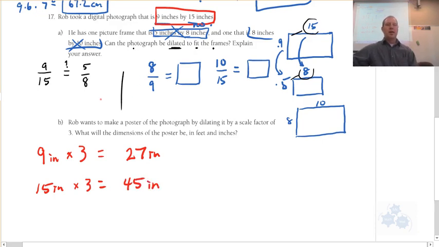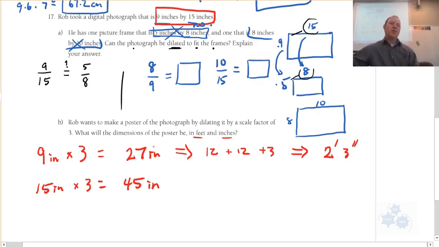So these are the new dimensions, and it says what will they be in feet and inches. So do you remember how to do this? There's 12 inches in every foot, right? So what does this one turn into? 27 inches. Well, that is 12 plus 12 is 24 plus 3. You see that? So that's going to be 2 feet, 3 inches.